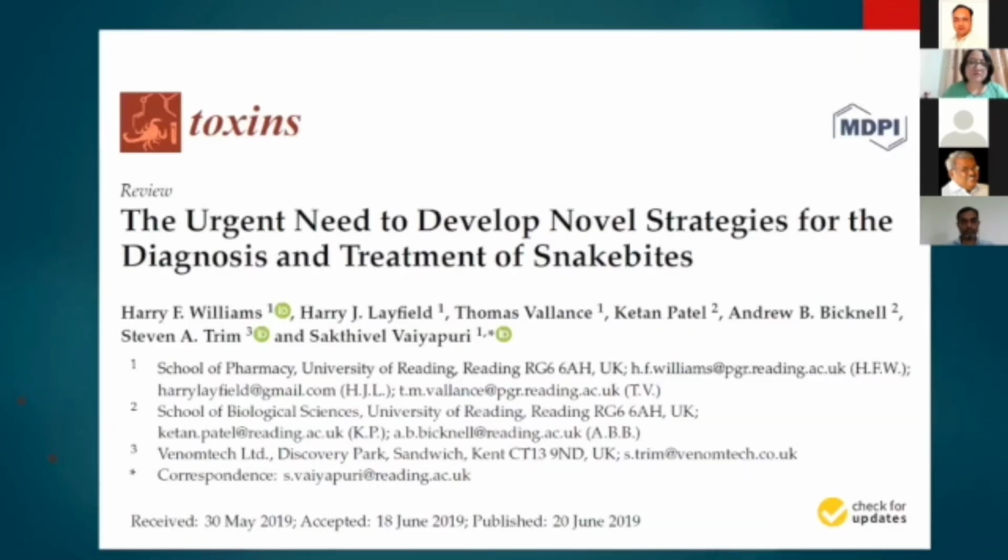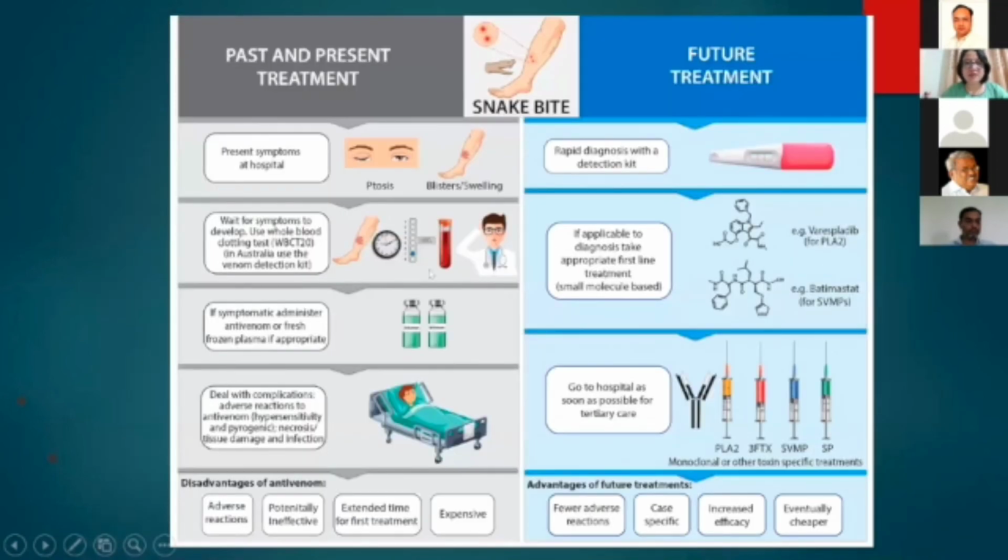So there is an urgent need to develop novel strategies for the diagnosis as well as for the treatment of snake bites, and this has been published in Toxins again. This was quite a recent one, published in June 2019. So this picture shows the past.